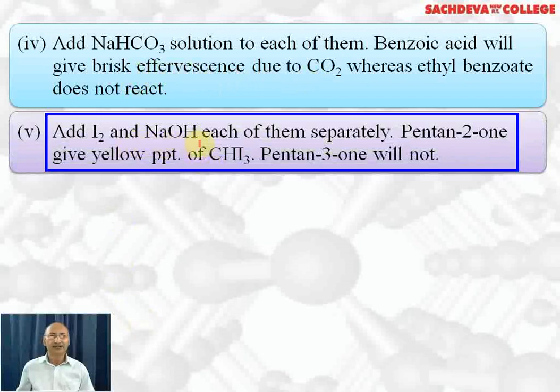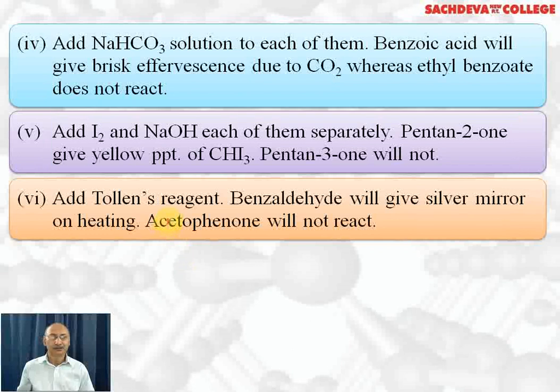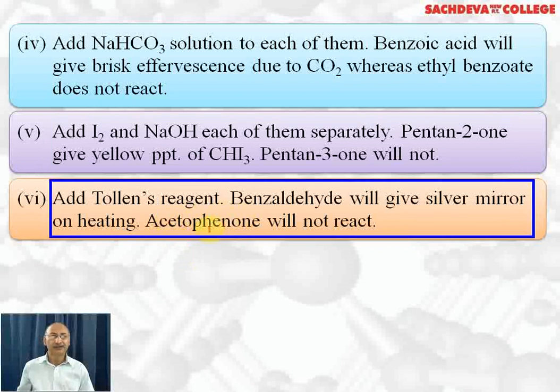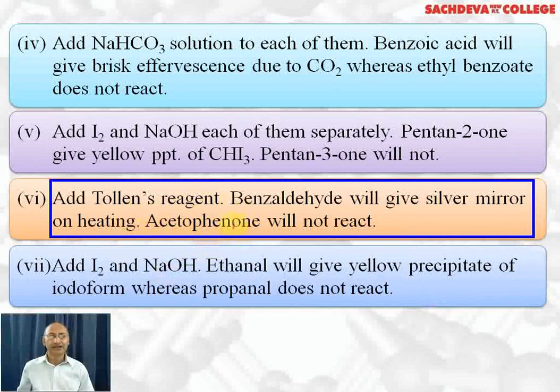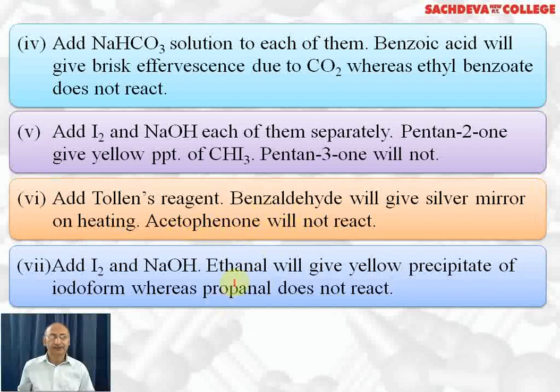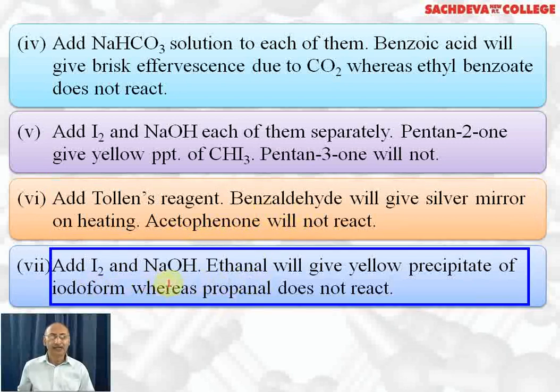Pentan-2-one will give yellow precipitate of iodoform, pentan-3-one will not. Tollens reagent will react with benzaldehyde on heating to give silver mirror, acetophenone will not. And here an alternate is also there, that we can use iodoform test. Acetophenone will give iodoform yellow precipitate with iodine and NaOH, benzaldehyde will not. Ethanol will give iodoform with iodine and NaOH, whereas propanol will not.